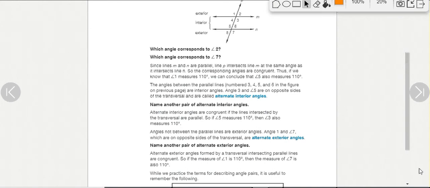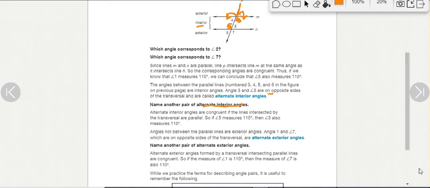Since lines M and N are parallel, line P intersects line M at the same angle as it intersects line N. So the corresponding angles are congruent, meaning they measure the same if they do correspond. The angles between the parallel lines, the 3, 4, 5, and 6, the interior angles, angles 3 and 5 are on opposite sides of the transversal. 3 and 5 are called alternate interior. They're both on the interior, but they're on alternate sides of the transversal. So they're alternate interior angles.